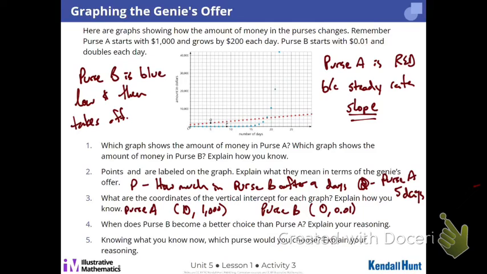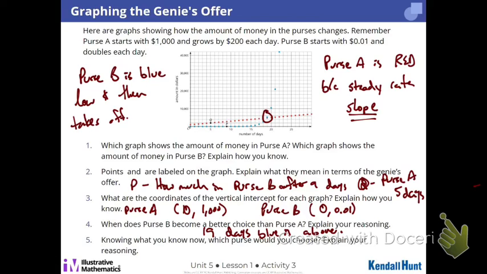Cool. Who would tell me, if you had to give me advice, when is purse B a better choice? Zeph, what are you saying? I said after a month. It would be after 3 weeks still. After 3 weeks? I'm looking right here, everybody. At 19 days, right? Blue is above. Remember, blue is purse B.